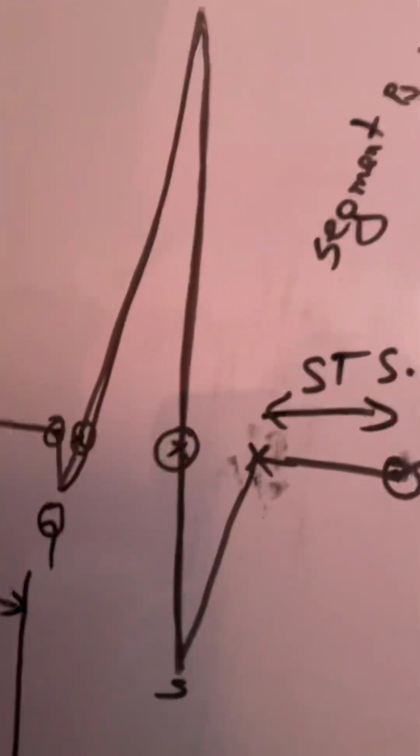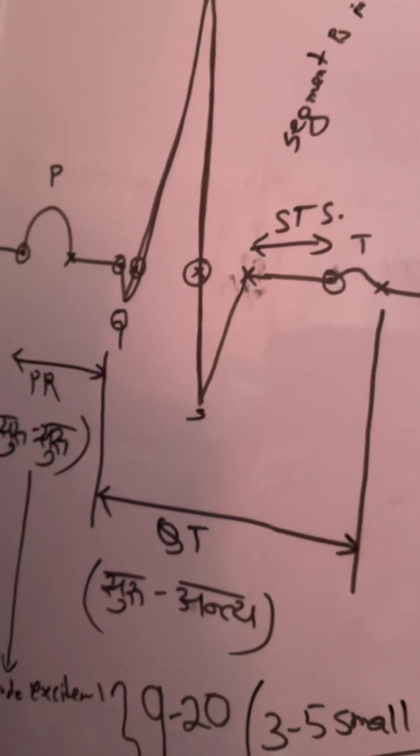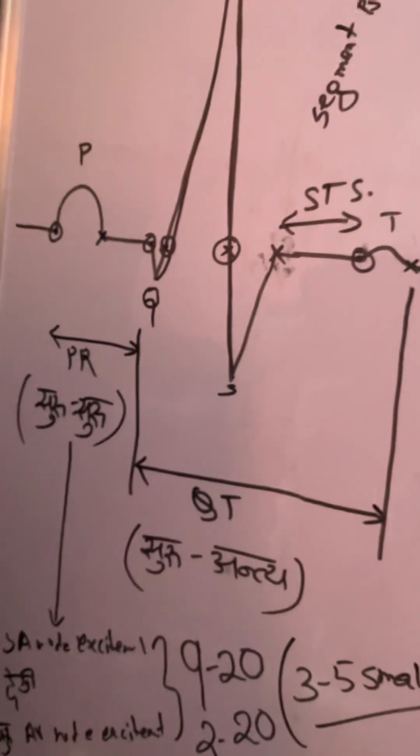So you can make a mnemonic for the segment and the interval. The segment means it stays on the isoelectric line, so there will be no deflection in the segment. When there is the term segment, it means the isoelectric line, so there is the ST segment, from the end of the S to the beginning of the T: ST segment, isoelectric line.